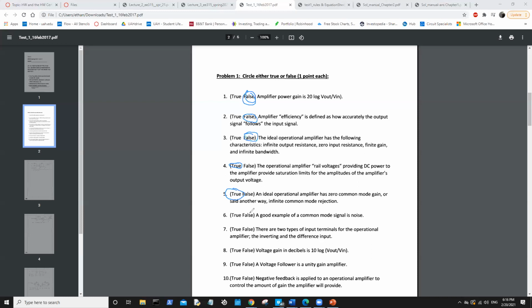We have true, false. A good example of a common mode signal is noise. What would we define as a common mode signal? I don't think noise is a good example of anything, first off, but it might be here, depending on the definition of common mode signal. So does anyone recognize that? I don't, but let me look it up. I'm going to look it up as well in the textbook. Well, looks like noise counts, so wild.